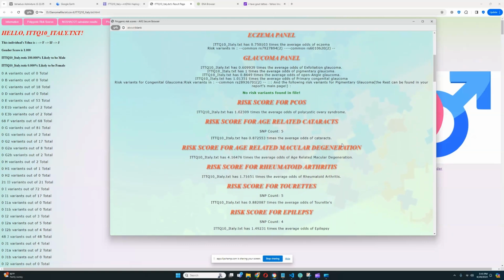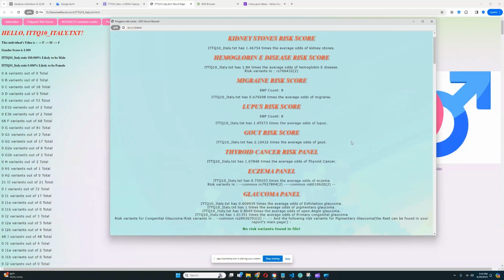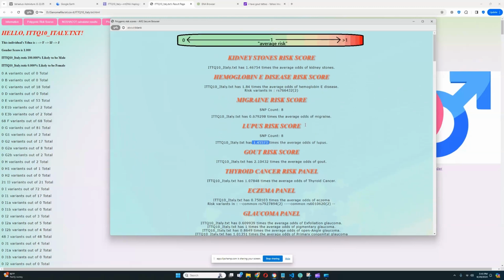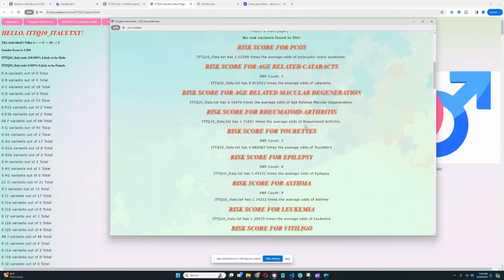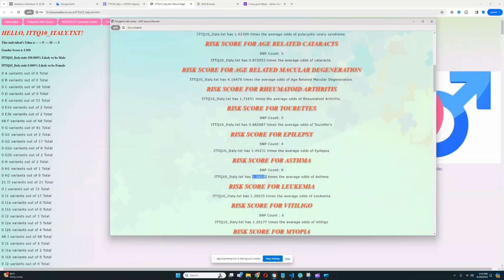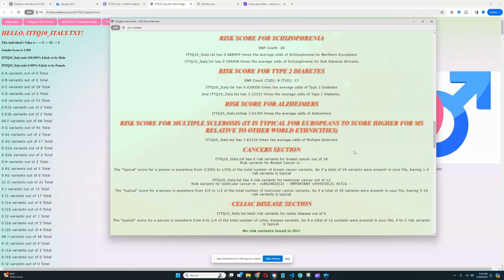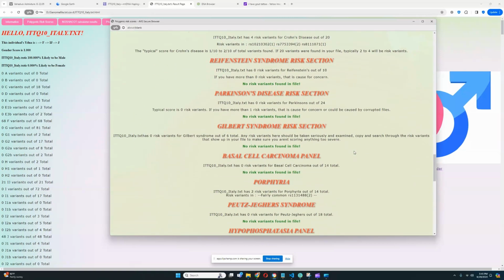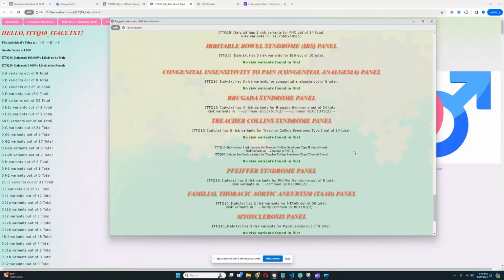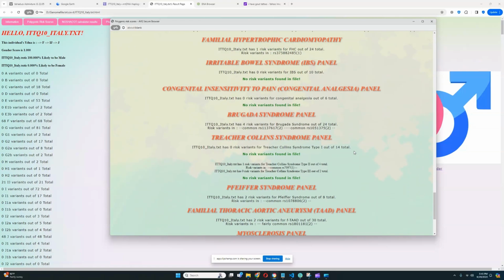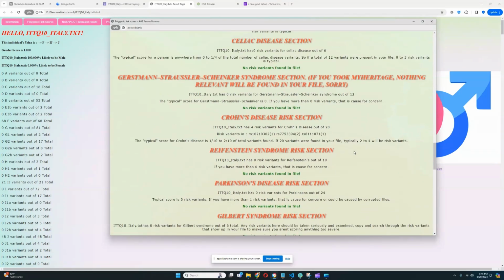I think I skipped over that, but he's scoring high for lupus. And what is he scoring for asthma? He's scoring high for asthma as well. So I think the score for the HLA gene panel is going to be quite bad. Overall, he has a high predisposition to various autoimmune conditions. That's the problem here.